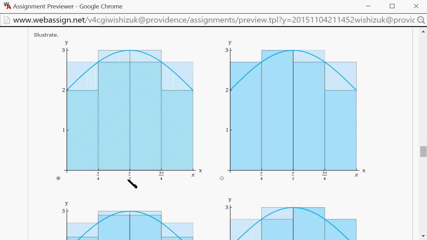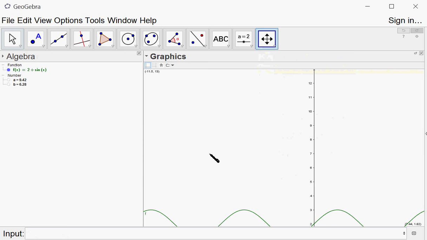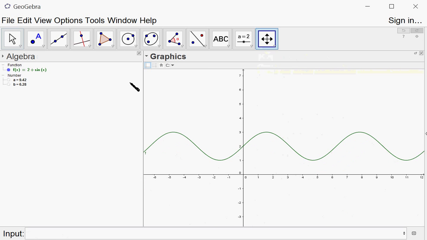All right, let's do that. I'm going to go to GeoGebra and put the function here, f of x is equal to 2 plus sine of x. So we have this picture right here. Then you're going from 0 to pi, so I'm going to write a vertical line. We're talking about this region right here.